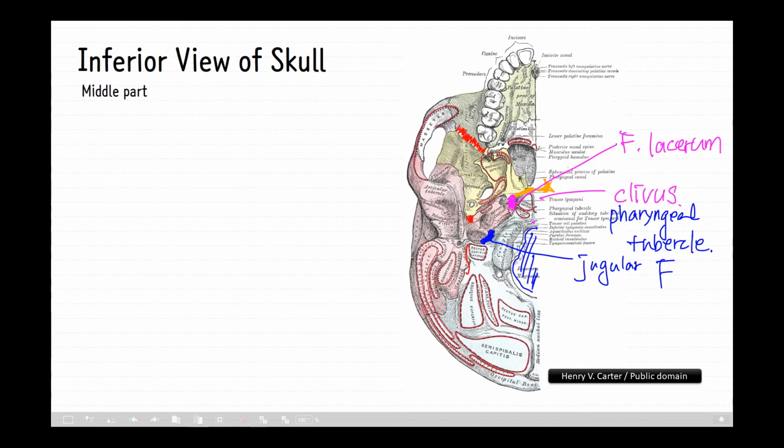Laterally, the greater wing of the sphenoid bone articulates with the squamous part of the temporal bone here, and this is the squamous part of the temporal bone. The medial aspect of the greater wing of sphenoid presents a crescent of foramina, of which only the most posterior, the foramen ovale and foramen spinosum, can be viewed from this inferior aspect. This is the foramen ovale, and this is the foramen spinosum.